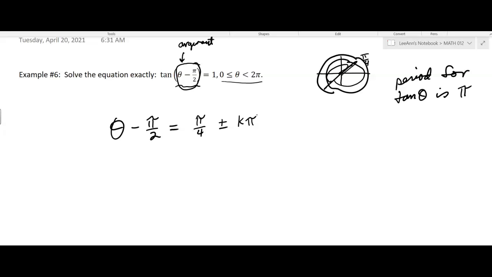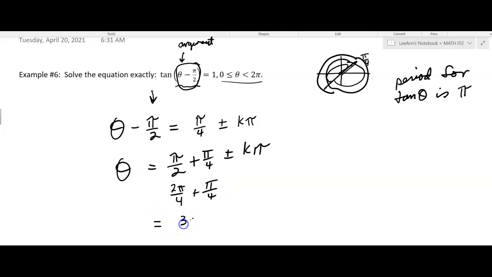Okay, so we're not quite done. You still have this pi over 2 here that you have to take care of. So you're going to have to add that to the other side. So theta equals pi over 2 plus pi over 4 plus or minus k pi. Okay, so we get a common denominator, 2 pi over 4, plus pi over 4. Okay, so now we're saying 3 pi over 4 plus or minus k pi.